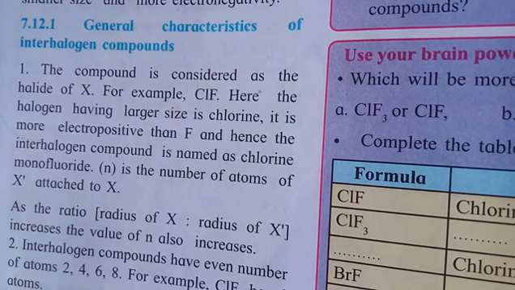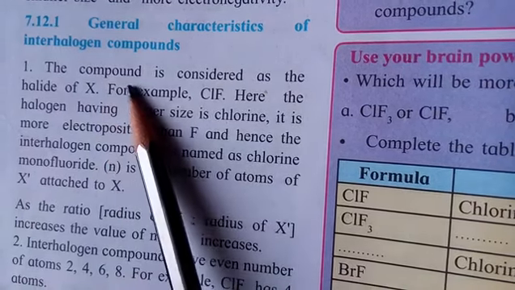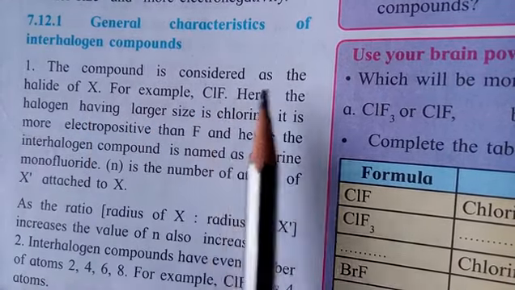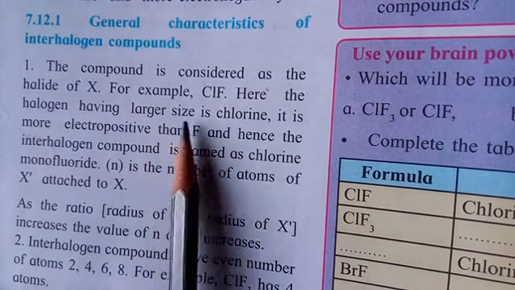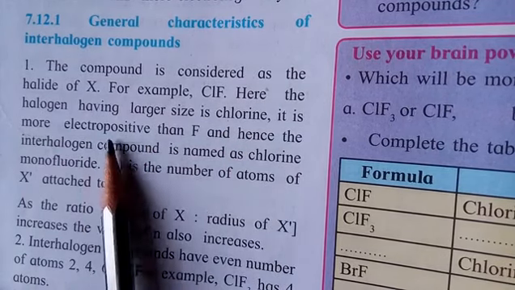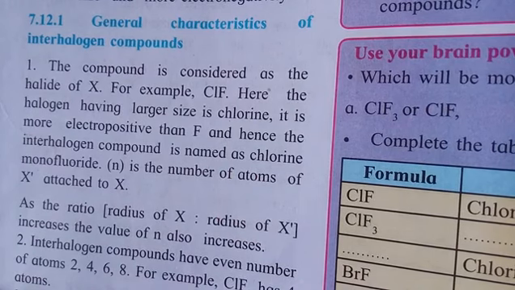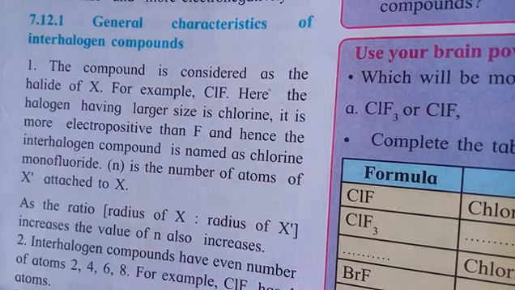We discuss general characteristics of interhalogen compounds. So you know that we discussed already, the compound is considered as the halide of X. For example, ClF. Here the halogen having larger size is chlorine. It is more electropositive than fluorine, and hence the interhalogen compound is named chlorine monofluoride.